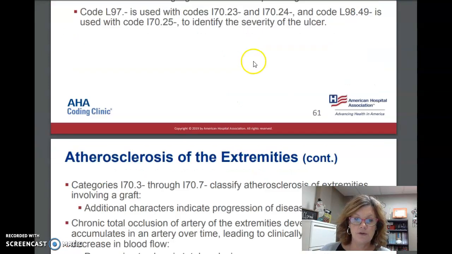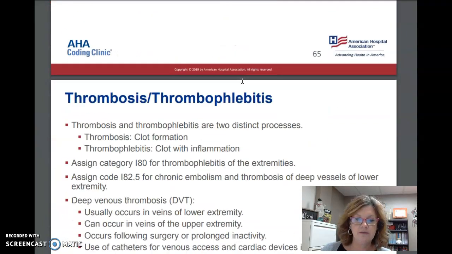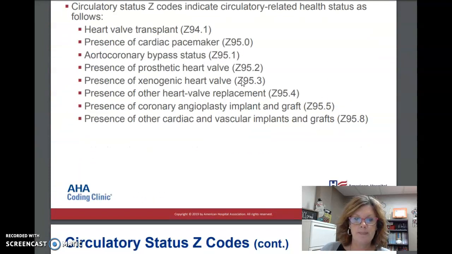Atherosclerosis of extremities, you can read through that. Pulmonary hypertension, the same thing. Same thing with the embolisms.